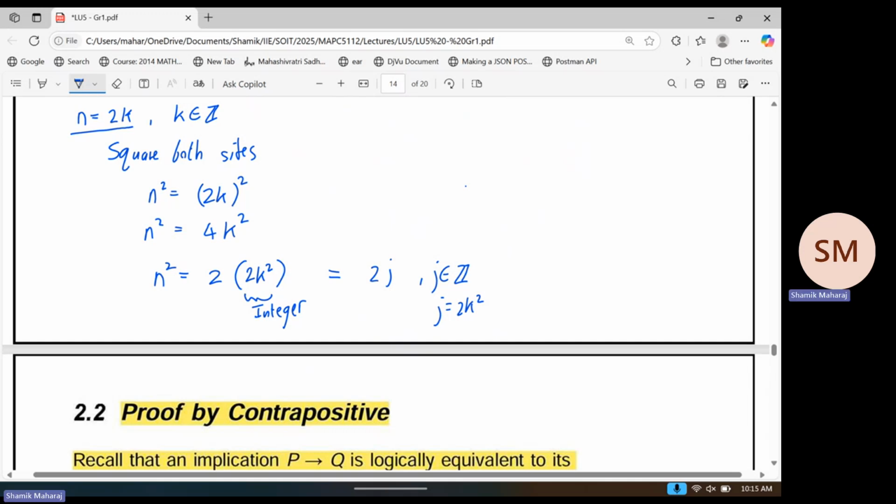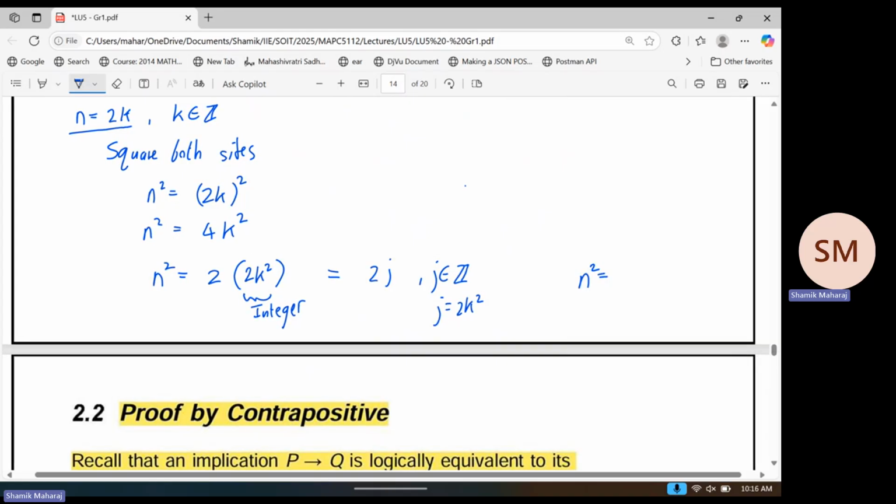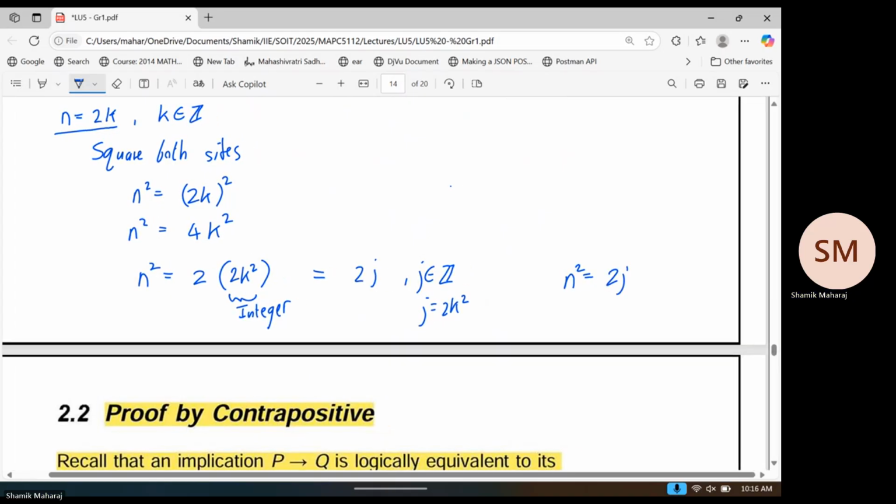So in essence, what I've shown is n squared is equal to 2j, where j is an integer. Let me just summarize that on the side. n squared is equal to 2j, where j is an integer.